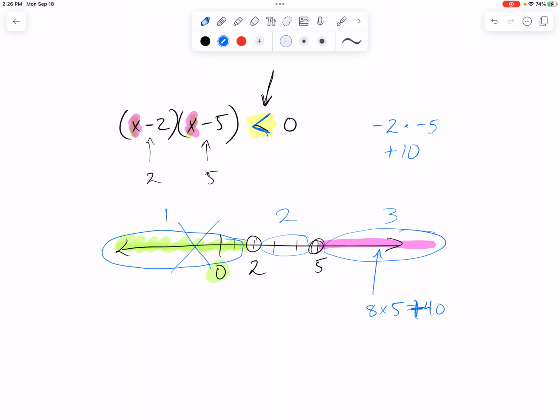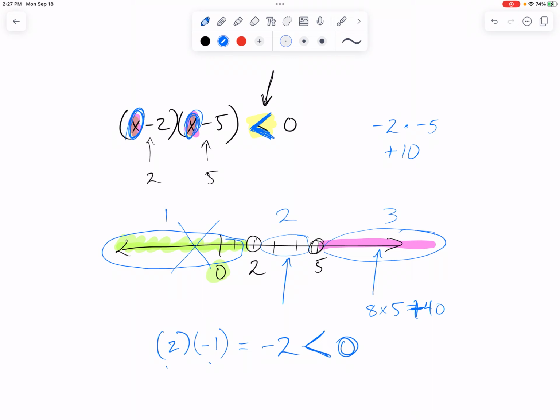Anything that's positive is not going to be less than 0. So pick a number between here. Either 3 or 4 would be the easiest number. I'm going to pick 4. Let's go back here. If I put a 4 in for x, it would say 4 minus 2. What would I get? 2. If I put a 4 in for x, what would I get? 4 minus 5, negative 1. 2 times negative 1 is negative 2. Negative 2 is definitely less than 0.